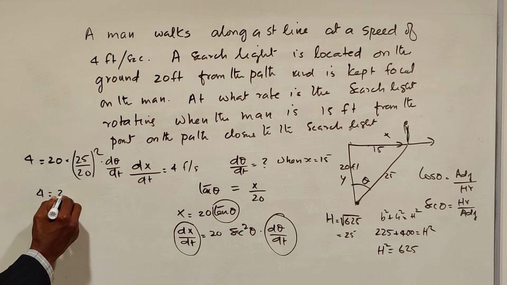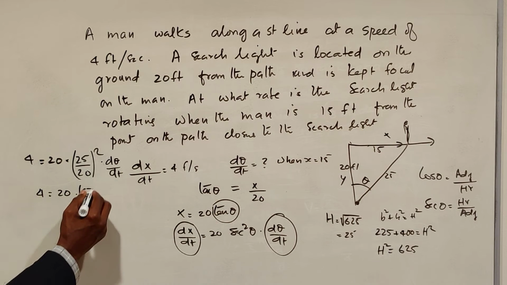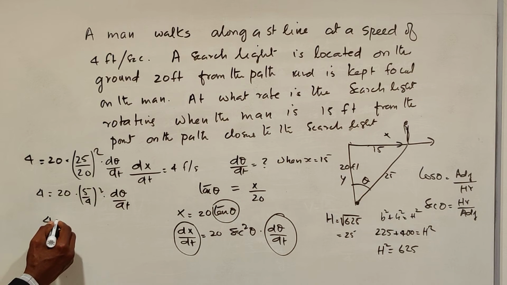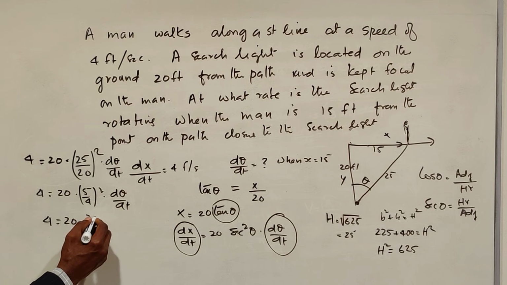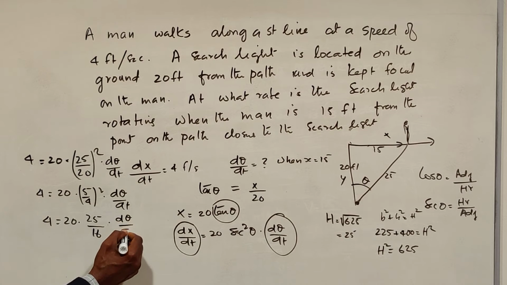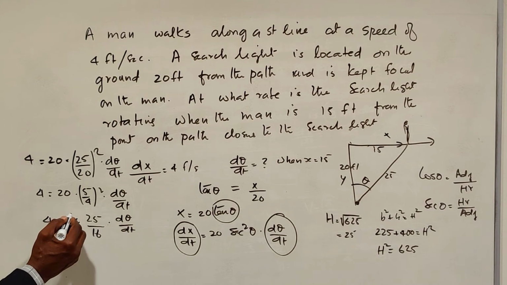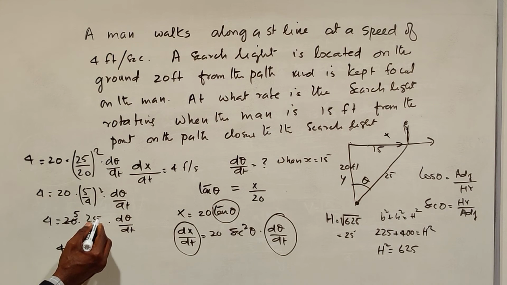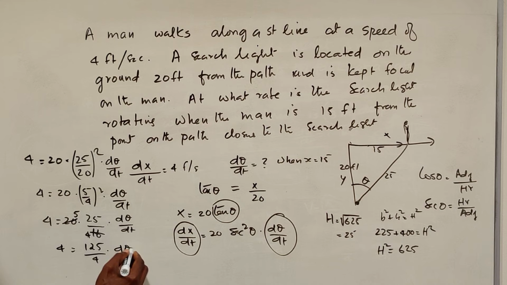So 4 is equal to 20 times (5 by 4) square into d theta by dt. 5 square is 25, 4 square is 16. 4 is equal to 20 times 25 by 16 into d theta by dt. Okay, we can cancel out 16. Now 4 is equal to 5 times 25, which is 125, divided by 4, into d theta by dt.